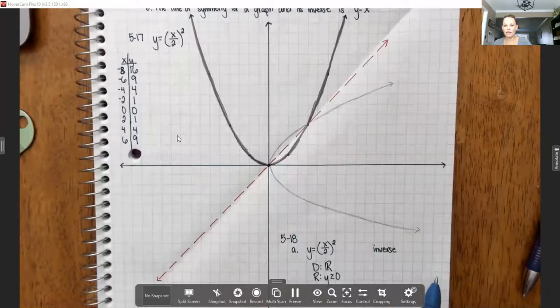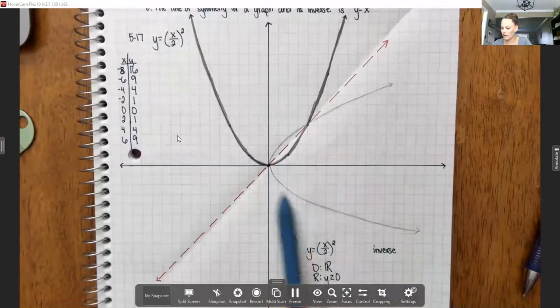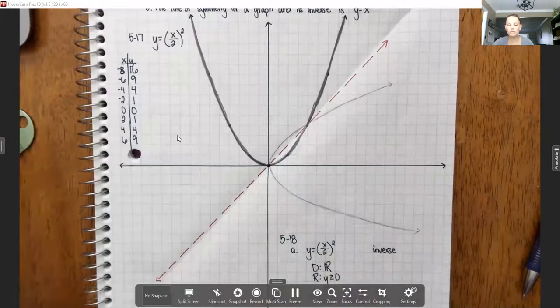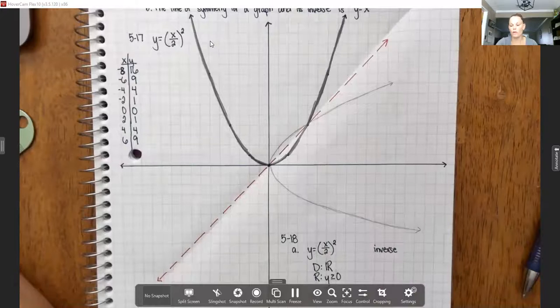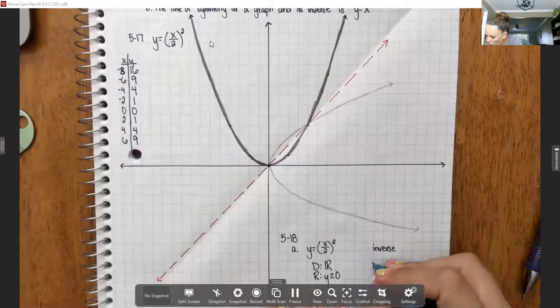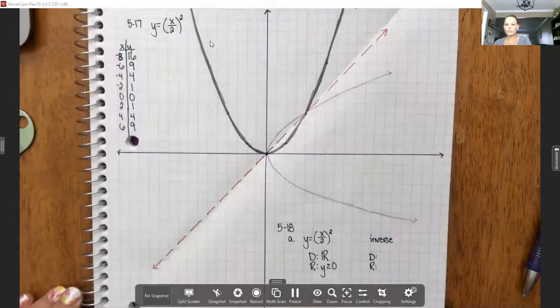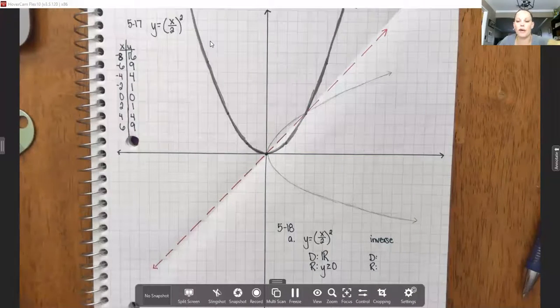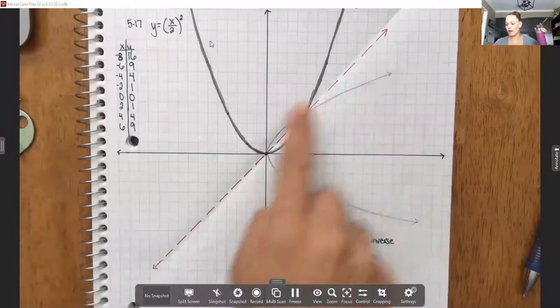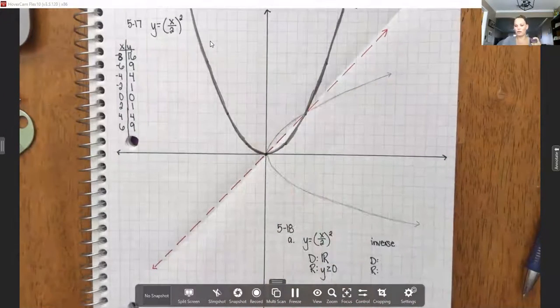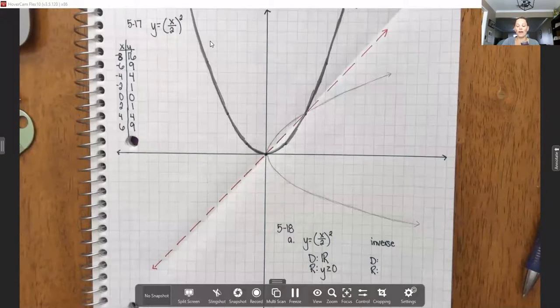Then we have the inverse, which is this guy, that we also have to write the domain and range for. See if you can write the domain and range for this inverse. Remember, domain is x, how far left and right does it go? And range is y, how far down to how far up does it go?